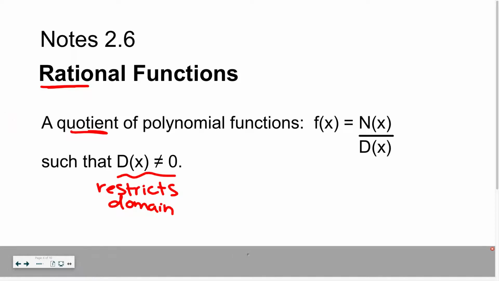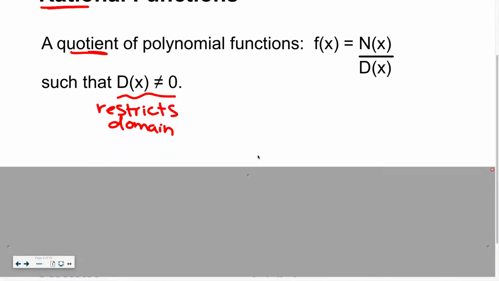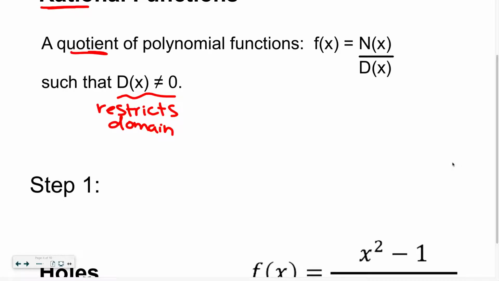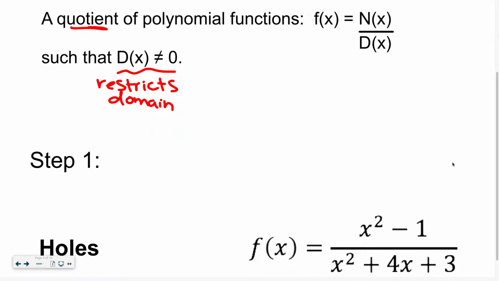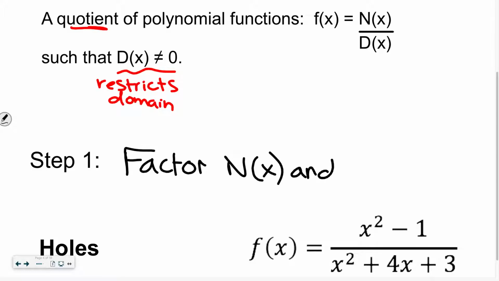Okay, basically I have 3 steps to graphing a rational function. So my first step, this one might be new to those people who are coming from the Algebra 2 track. Okay, my first step says factor n of x and d of x. And again, if you don't like n of x and d of x, you can write numerator and denominator.